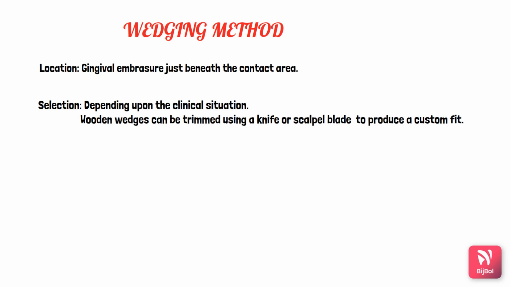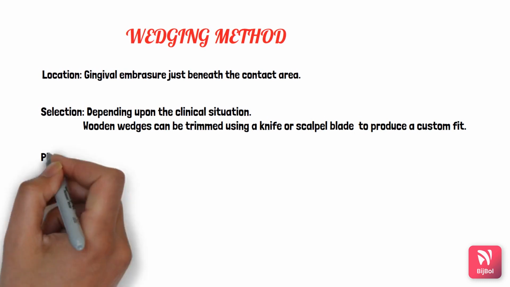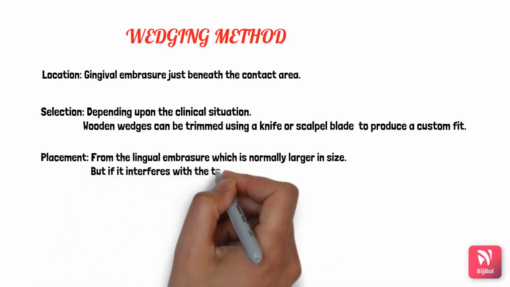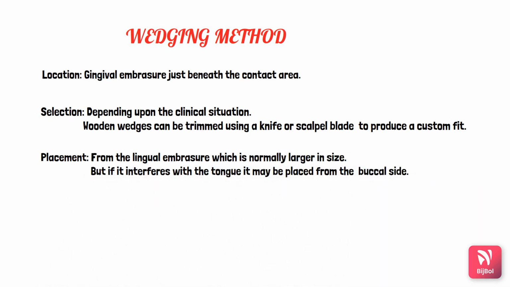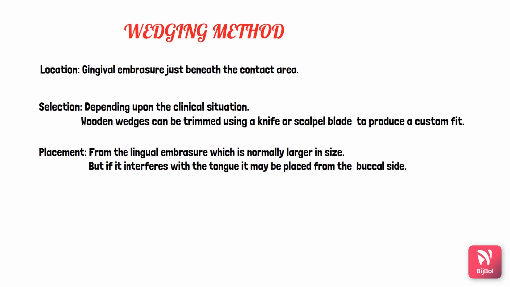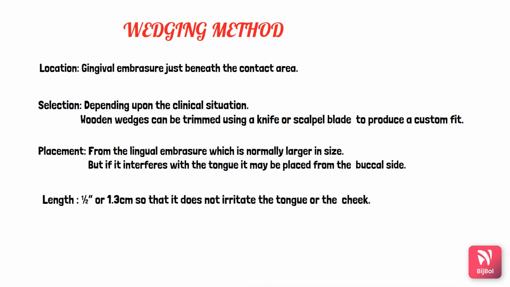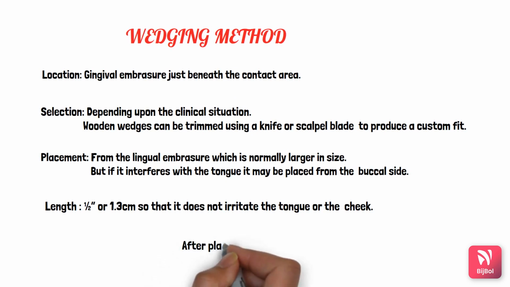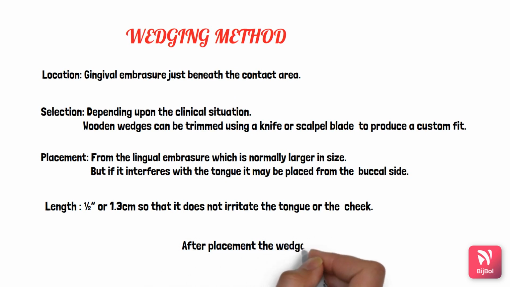Wooden wedges can be trimmed using a knife or scalpel to produce a custom fit. And also, the placement from the lingual embrasure, which is normally larger in size but may interfere with the tongue, may instead be done from the buccal side. And also the length should include 1/2 to 1.3 centimeters so that it does not irritate the soft tissues.